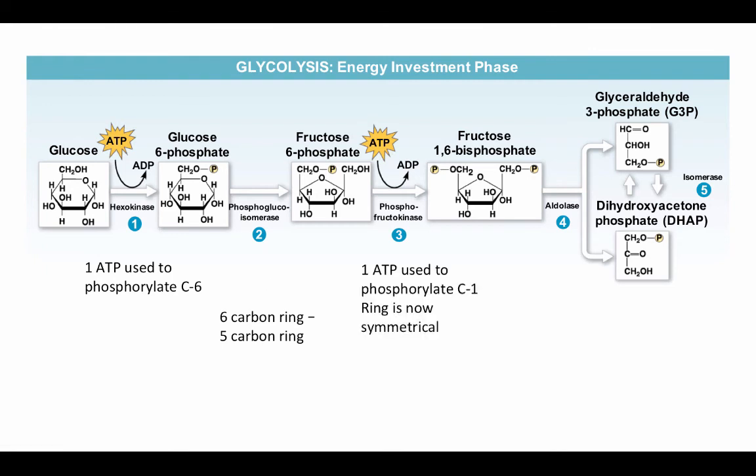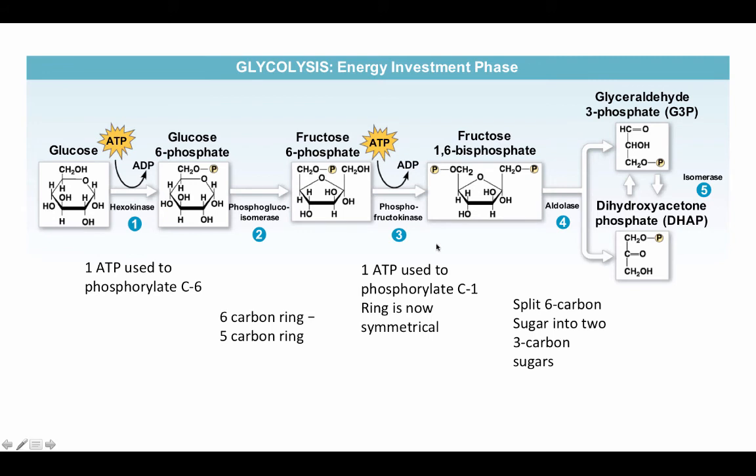In this third step, we're using another ATP. We're going to phosphorylate another carbon group. In this case, it's going to be on the carbon number 1, the first carbon. And the other thing to notice is that at this point, we've created a ring that is nearly symmetrical. There are some differences in the positions of these hydroxyl groups, but otherwise we've got the same stuff on either side of this line of symmetry.